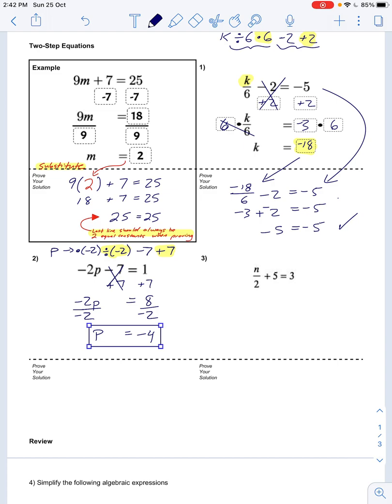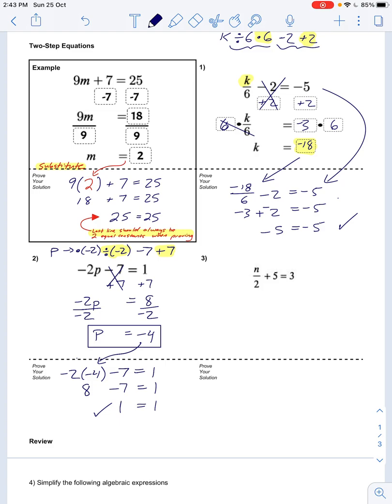But I'm not done with the problem because I do have to prove that that is correct. So down here, I'm going to do negative 2 times, now instead of p, I'm going to plug in that negative 4. I'm going to substitute that into my equation. Negative 2 times negative 4 minus 7 is hopefully going to equal 1. Well, negative 2 times negative 4 is 8 minus 7. And what do you know? 8 minus 7 is equal to 1. That means I have the correct answer.